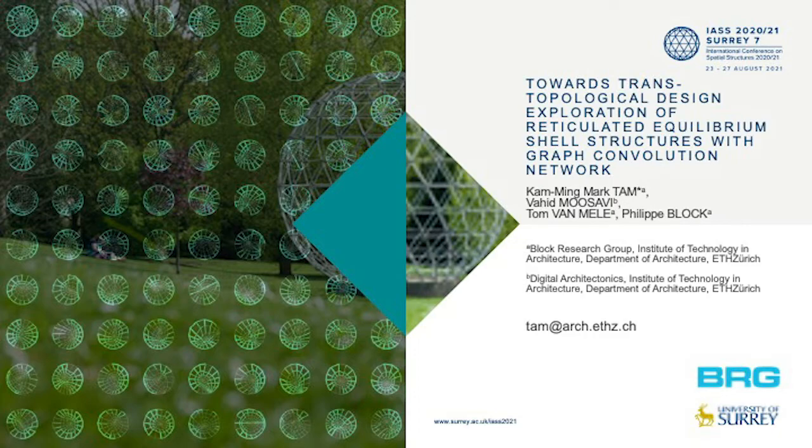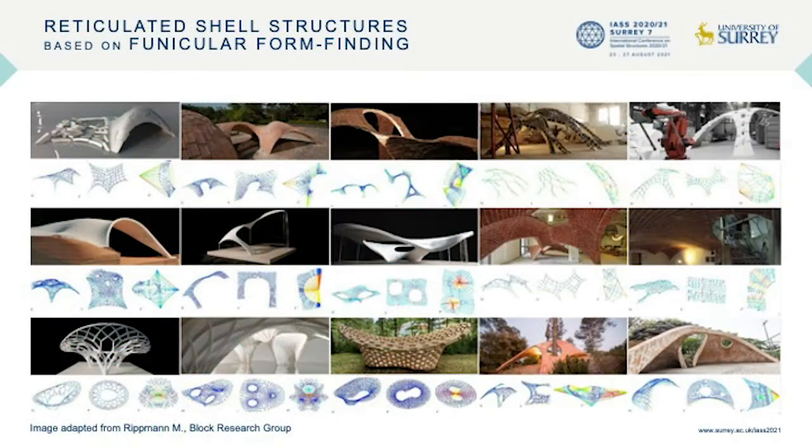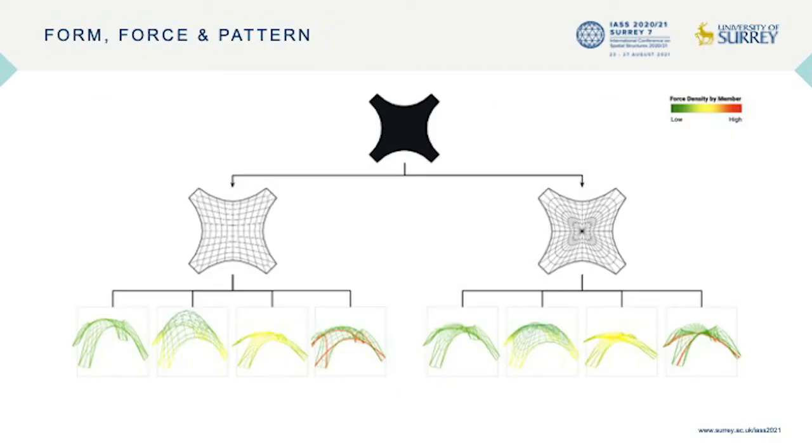funicular reticulated shell designs. We often attribute the lightweight efficiency of funicular shell structures to their expressive doubly curved geometry based on force flow. Just as important, however, is the design of the structural pattern used for form finding, because each pattern prescribes its own feasible geometry design space that can be discovered.